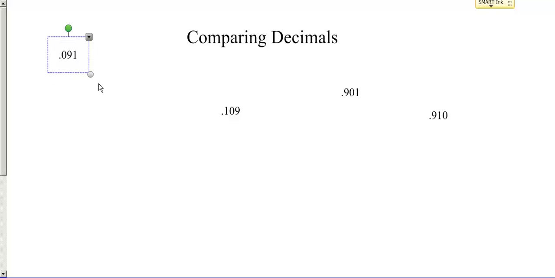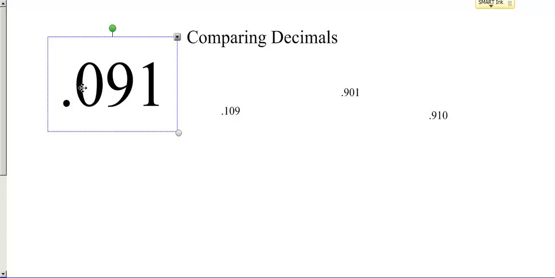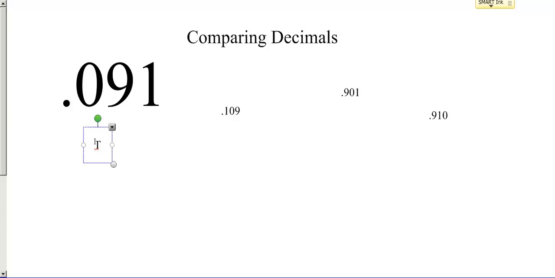Here's a number I have. It's decimal point 091. And when I have this number here, I need to know each of these place values. The first one after the decimal is the tenths place. Where the 9 is, that is the hundredths place. And the 1 is in the thousandths place.